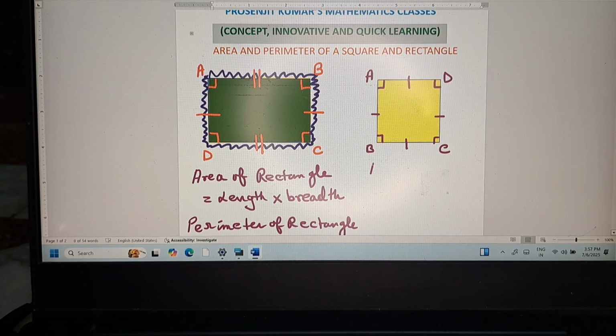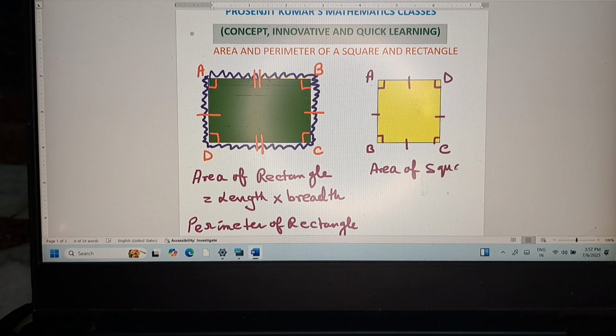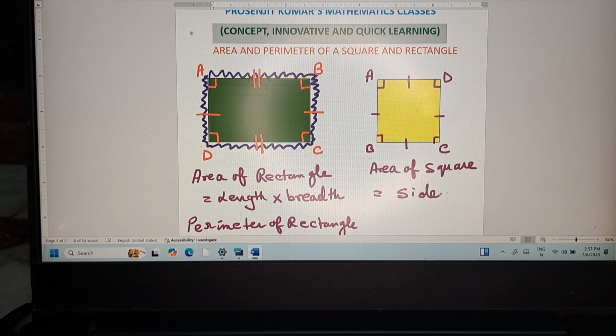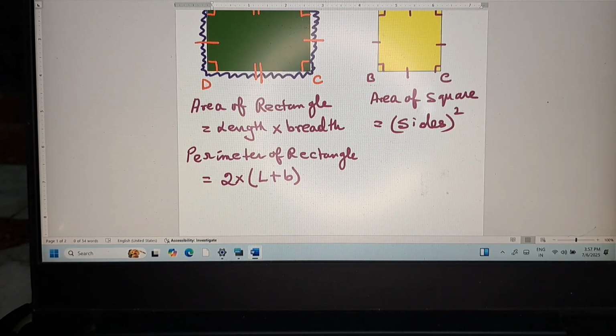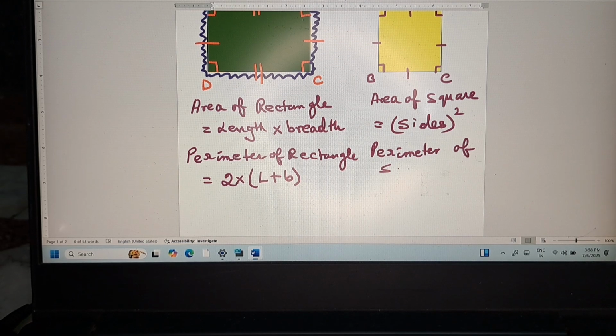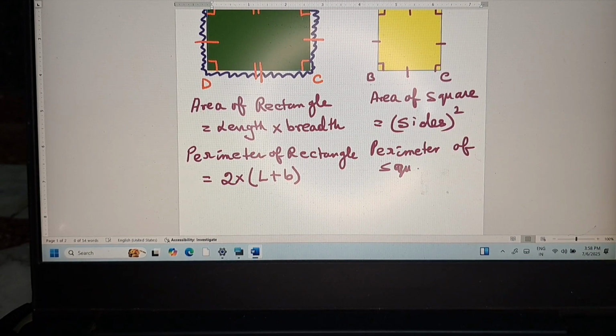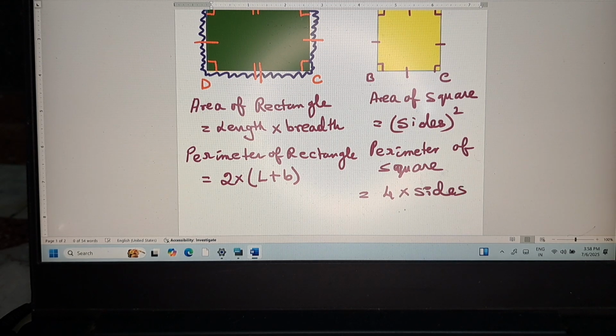So what is the formula for area of a square? Area of a square equals side square, side into side. And what is the formula for perimeter of a square? That is 4 into side. There are 4 sides which are equal, so we just need to multiply the side.